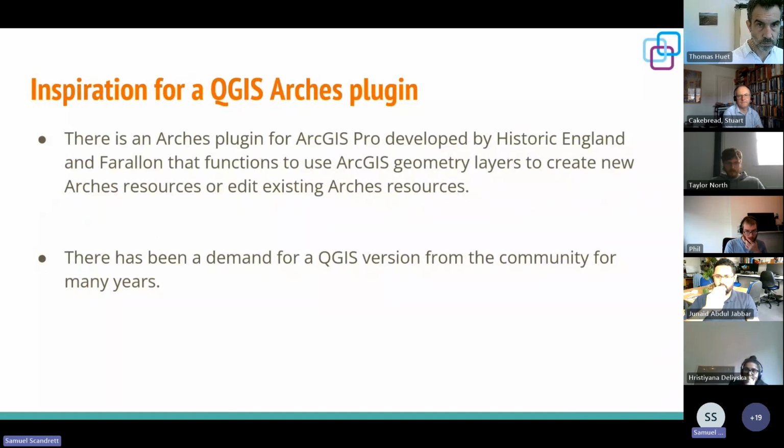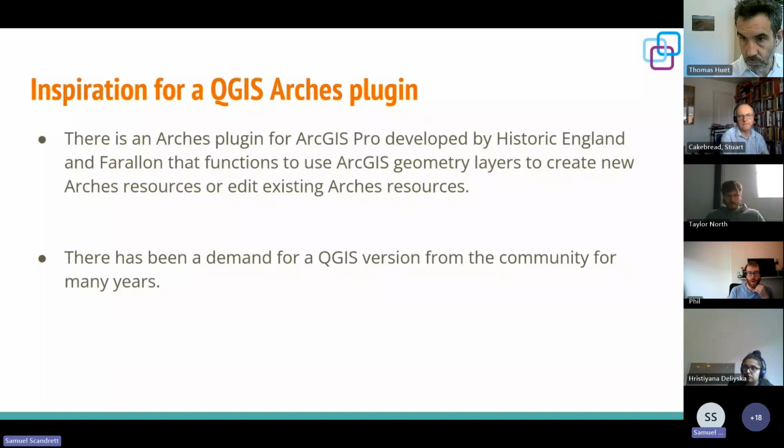So the inspiration for this plugin came about because there is an integration link between ArcGIS Pro and Arches that was developed by Historic England and Farallon. This allows you to use ArcGIS and its geometry layers. You can connect to an Arches project and you can create new Arches resources, or you can use the spatial views feature to get your Arches resources into ArcGIS Pro and then edit them using the plugin, which is very nice. So there's been this demand for a QGIS version from the community for a long time, and around last year, that's when I decided to start looking into it.